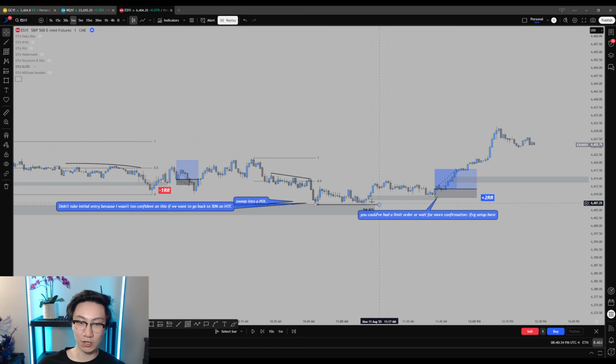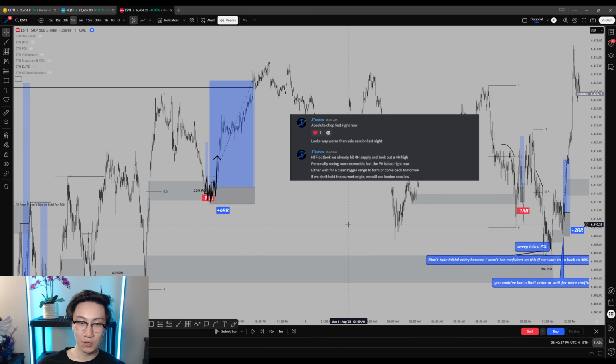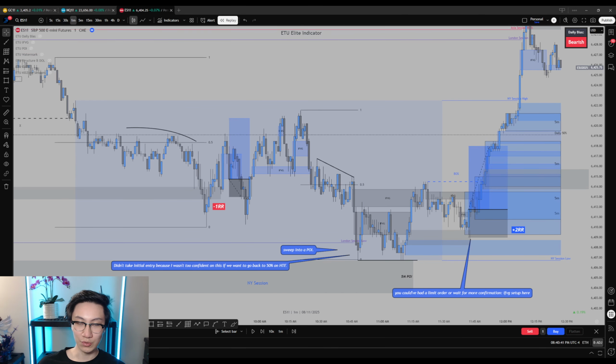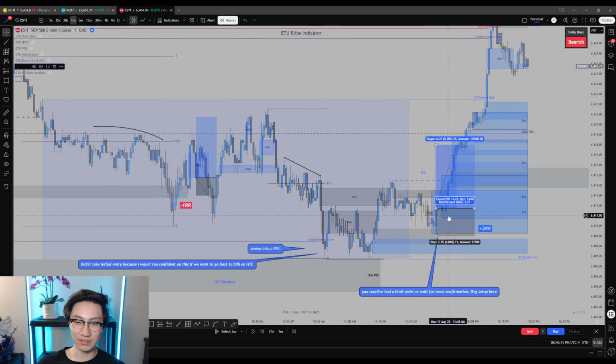We got more downside all the way until we had a sweep into a PY, which is an A plus setup. Except I was a little hesitant on the initial entry here, which is okay, because sometimes you'll get lucky in terms of how price delivers, and you can get a second attempt to redeem yourself essentially. So that's what I did here.